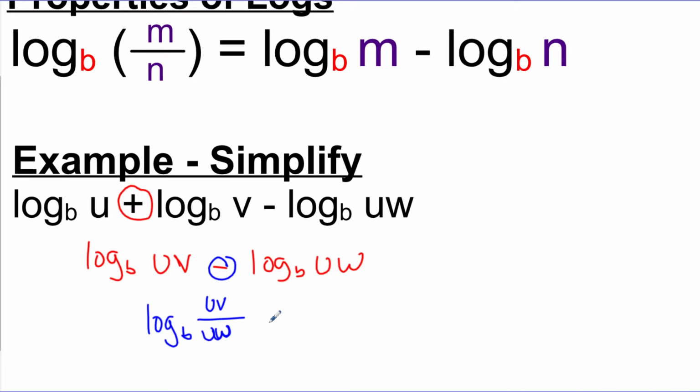And so the nice thing about combining this all into one big log expression is that I'm going to be able to do a little bit more simplifying here, because if you notice, there's a u on the top and a u on the bottom in our simplified expression, so I can actually turn this into the log base b of just v over w. So this big long expression, log base b of u plus log base b of v minus log base b of uw, is really the same thing as just this much simpler expression.